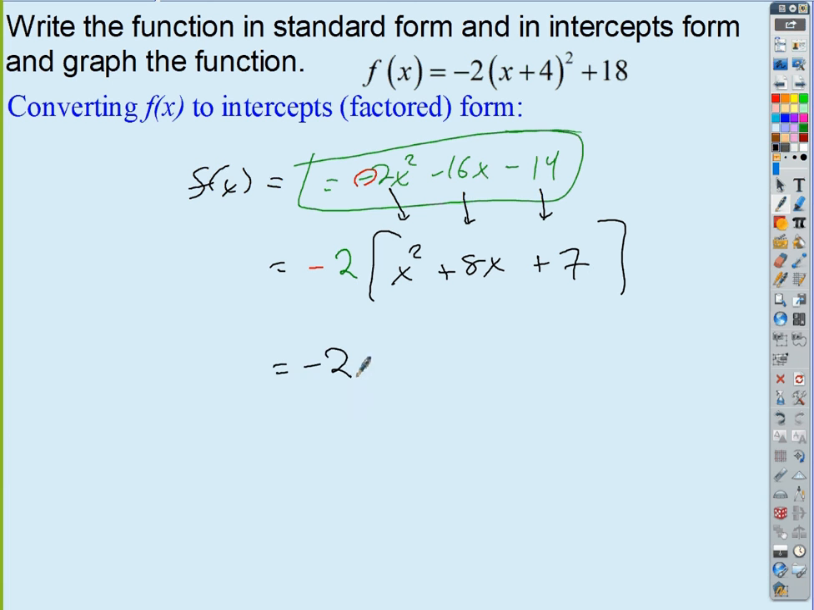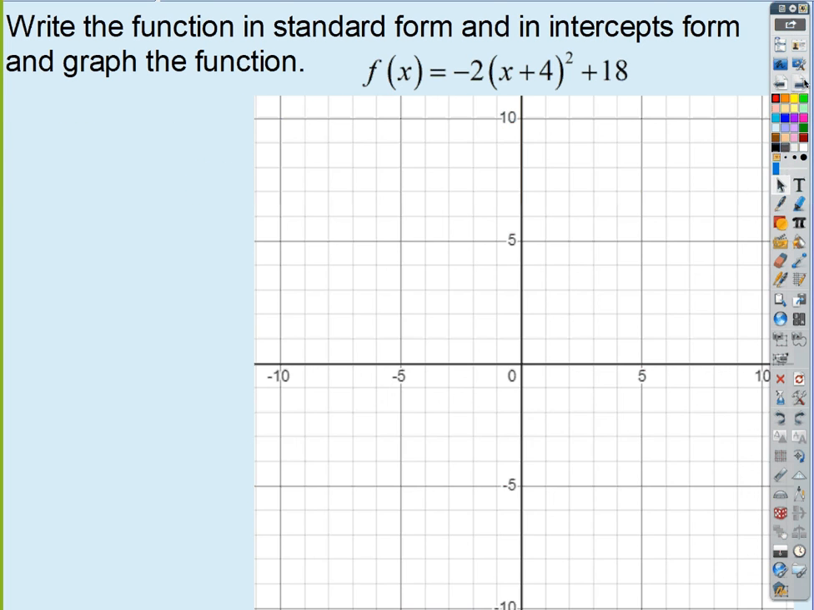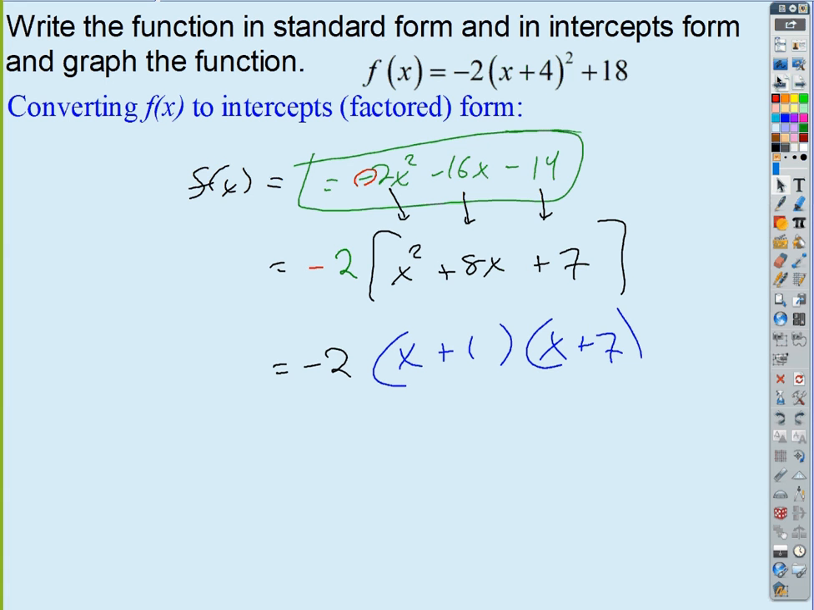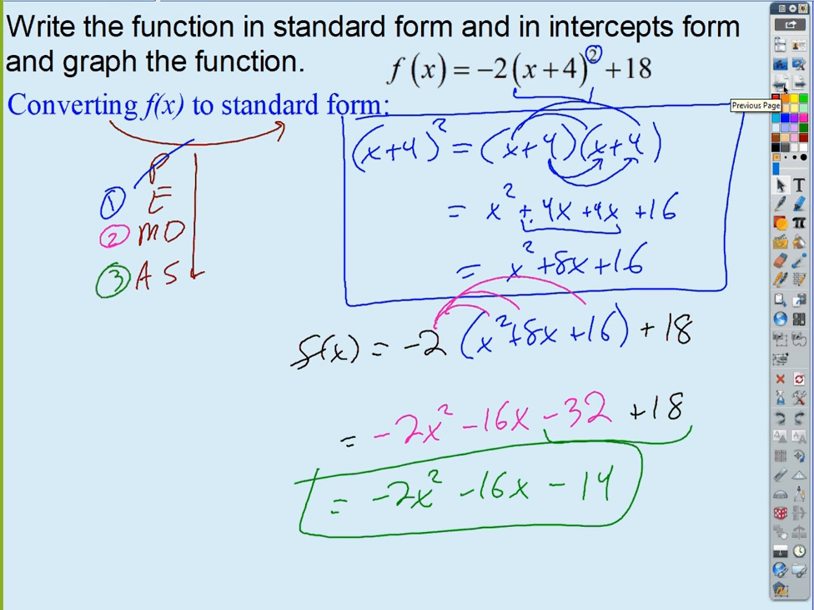So I've got -2, and those are x's. What magic numbers multiply to 7 and add to 8? Got it. Right? We got this stuff. It's not that big a deal, is it? And the last thing would be to graph it. And why wouldn't we maybe just graph it from either factor form, or we could graph it from our vertex form, right? Okay? You got this. That's what the next assignment is about.